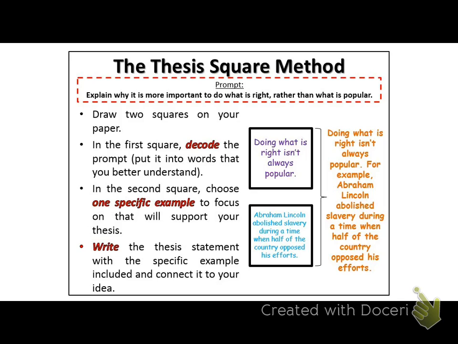Underneath that, you see several lines. I want you to write your 2 sentences that you just wrote in your boxes together. You may have to add words in order to make it flow. I wrote, doing what is right isn't always popular. For example, Abraham Lincoln abolished slavery during a time when half of the country opposed his efforts.